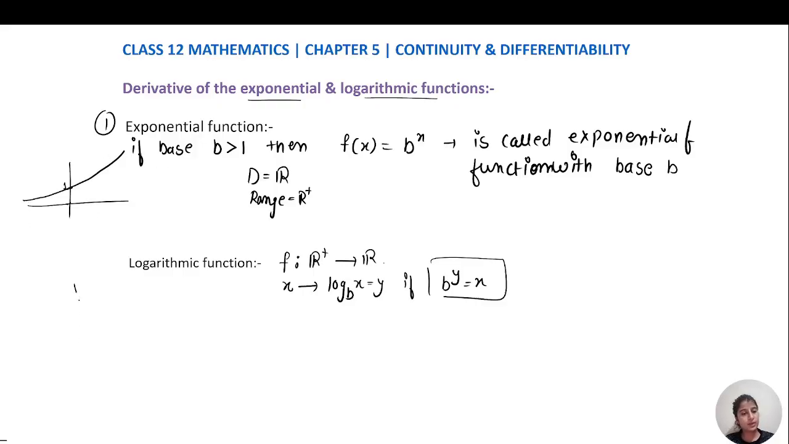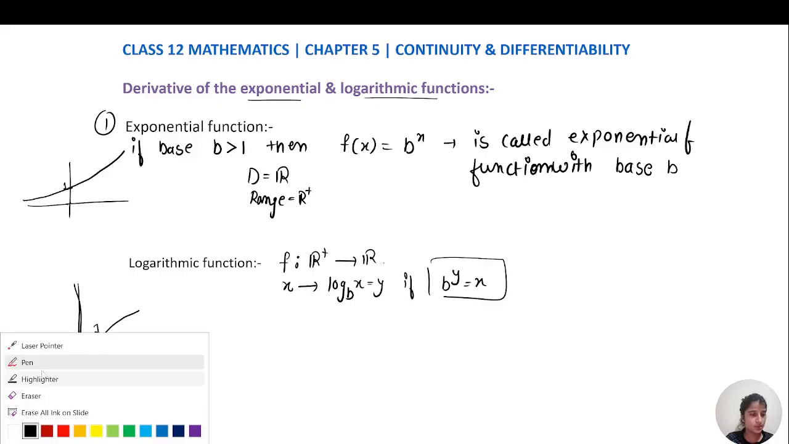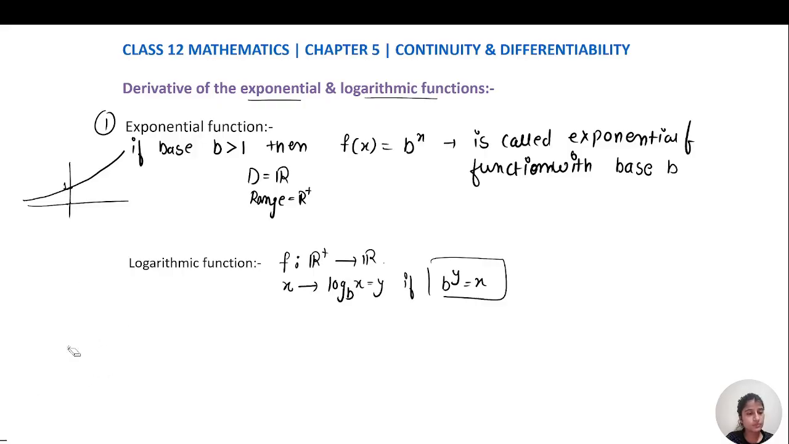Then my log function is defined such that at 1, it will take value 0. I am not at all good at graphs, but let me try once. The log x graph at 1 takes value 0, that is the point (1, 0), and its graph will go like this. This is my exponential graph and this is my logarithmic graph.